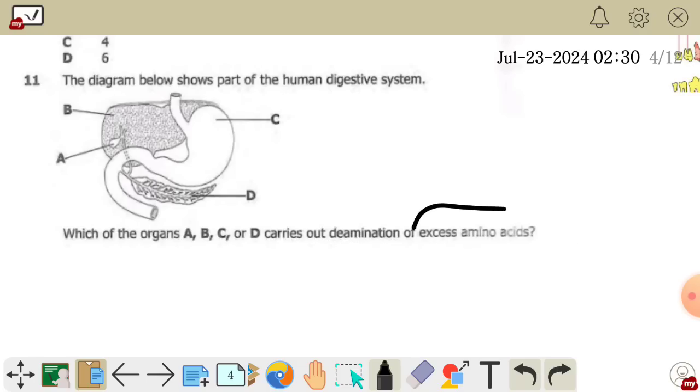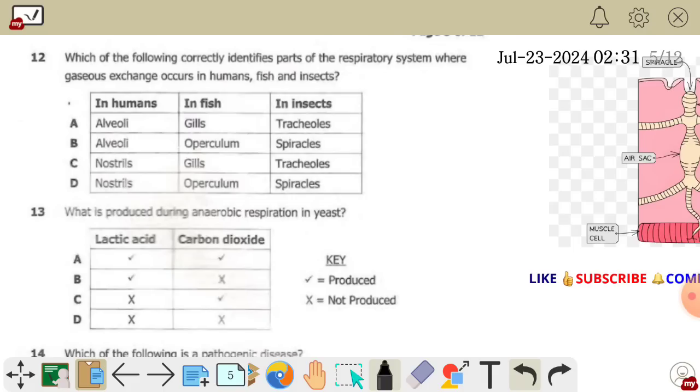So deamination of excess amino acids takes place in the liver. So the correct answer is B. We are going to have deamination of excess proteins in the liver. That is option B, which is the liver. Move on to question number 12.